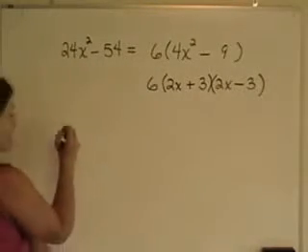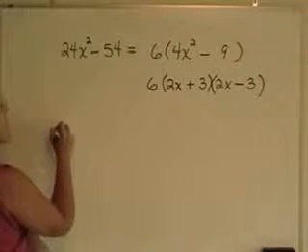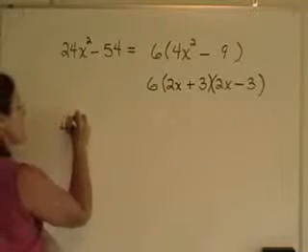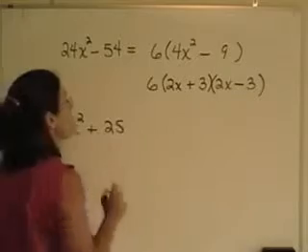A word of warning. Let's say you were factoring a problem that you thought was the difference of squares, and it appeared or looked like this. 4x squared plus 25.